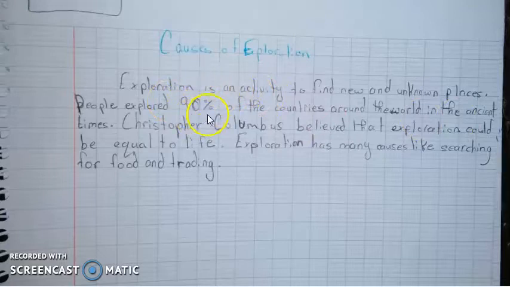We give a percentage. We create the percentage because we're not doing research, so we create it from our mind. People explored 90% of the countries around the world in the ancient times. And point. Then we give a quote by any explorer we want. Christopher Columbus believed that exploration could be equal to life. And point.